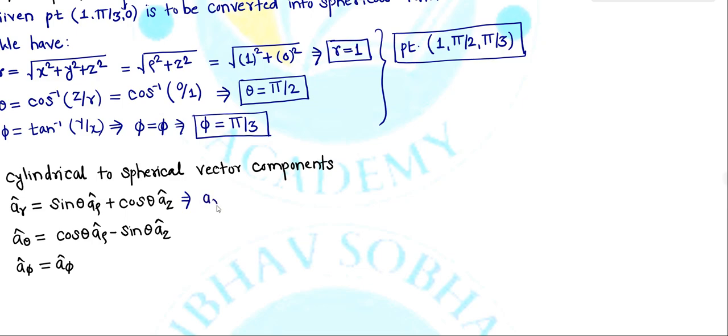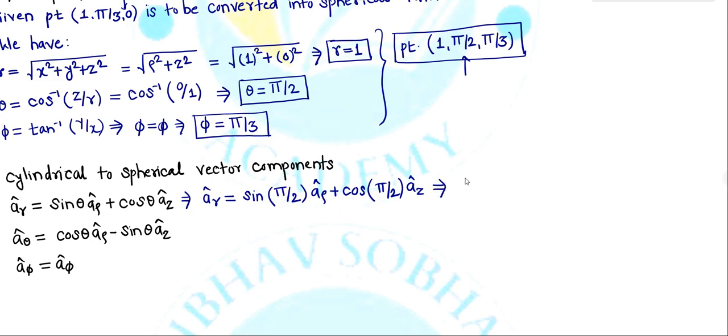Now we have this value for ar, which is the radial component, and if you put the value of theta over here, what are we going to find? Sine of theta, and this is our theta, which is pi by 2. So that will be sine of pi by 2 a rho plus cos of pi by 2 a z, sorry, not a phi, that is a z. And if we simplify that, we know that sine of pi by 2 is what?